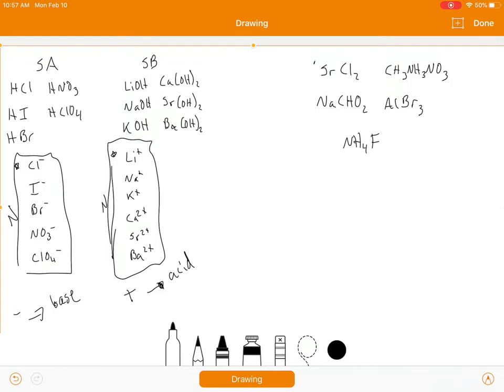Strontium chloride, this one. It has strontium as the cation and chloride as the anion. Start with the cation, strontium. Oh, look, it's right here, so that's neutral. Chloride, oh, look, it's right there. That's neutral. So that salt would be neutral overall.